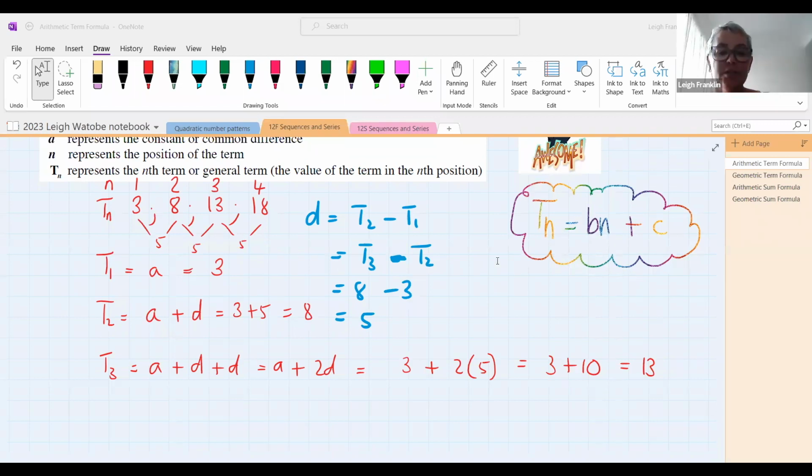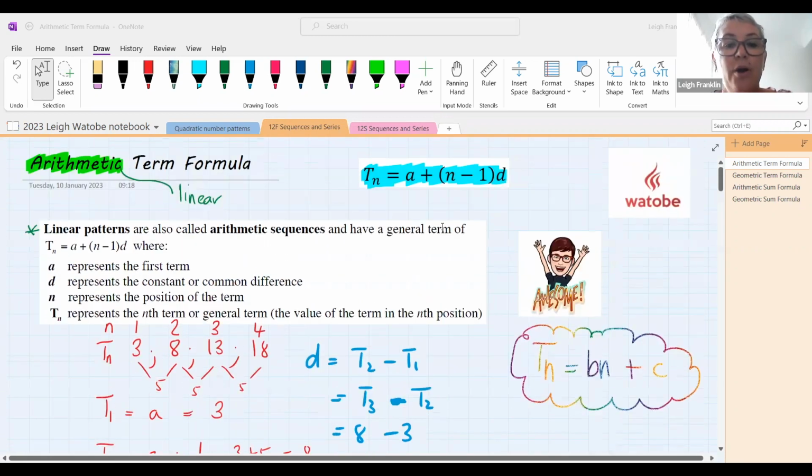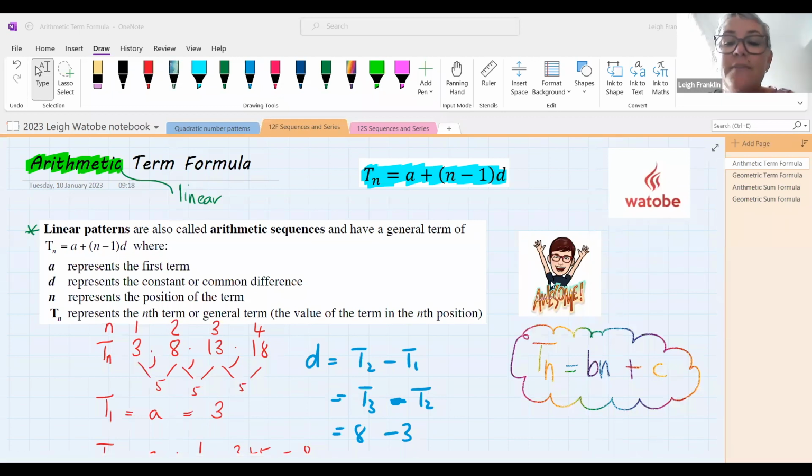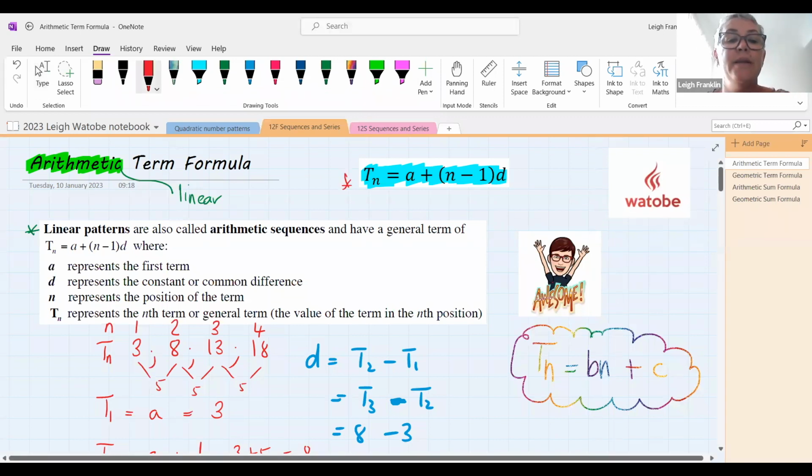Okay, so just to recap what I'm trying to say: in matric, we have a new formula. We don't use the one in the rainbow colors on the right, Tn equals Bn plus C, although it does simplify to that. We use the one highlighted in blue, Tn equals A plus (n minus 1)d. A represents the first term of the pattern, d is the constant or common difference, n is the position of the term, and Tn is the value of the term in the nth position.